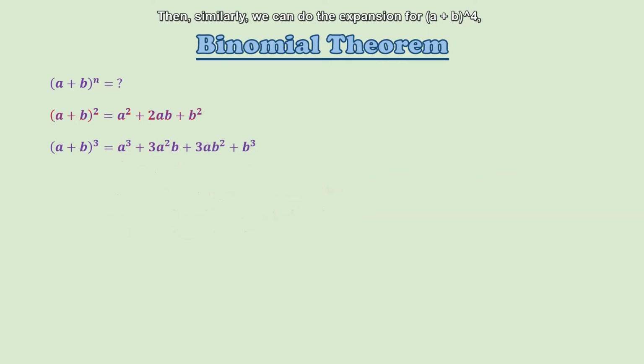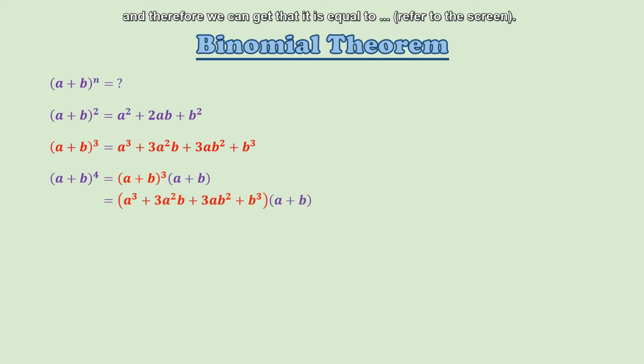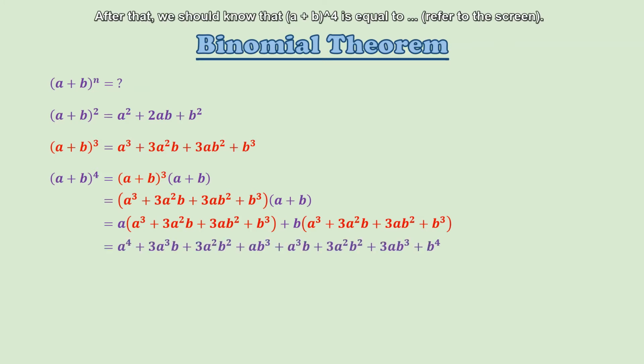Then similarly, we can do the expansion for (a + b)⁴ because it is just (a + b)³ times (a + b). And therefore we can get that it is equal to a times (a³ + 3a²b + 3ab² + b³) plus b times (a³ + 3a²b + 3ab² + b³). After that, we should know that (a + b)⁴ is equal to a⁴ + 4a³b + 6a²b² + 4ab³ + b⁴.